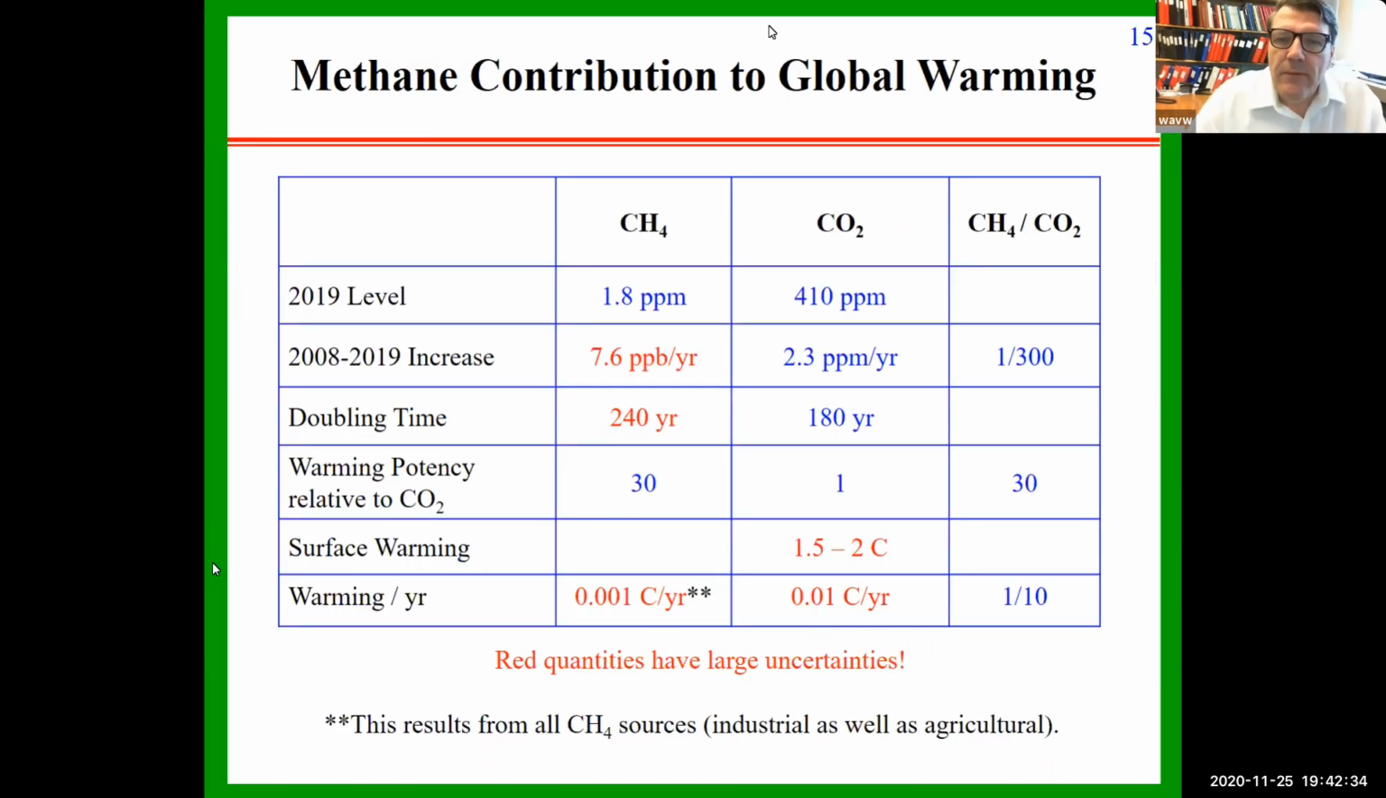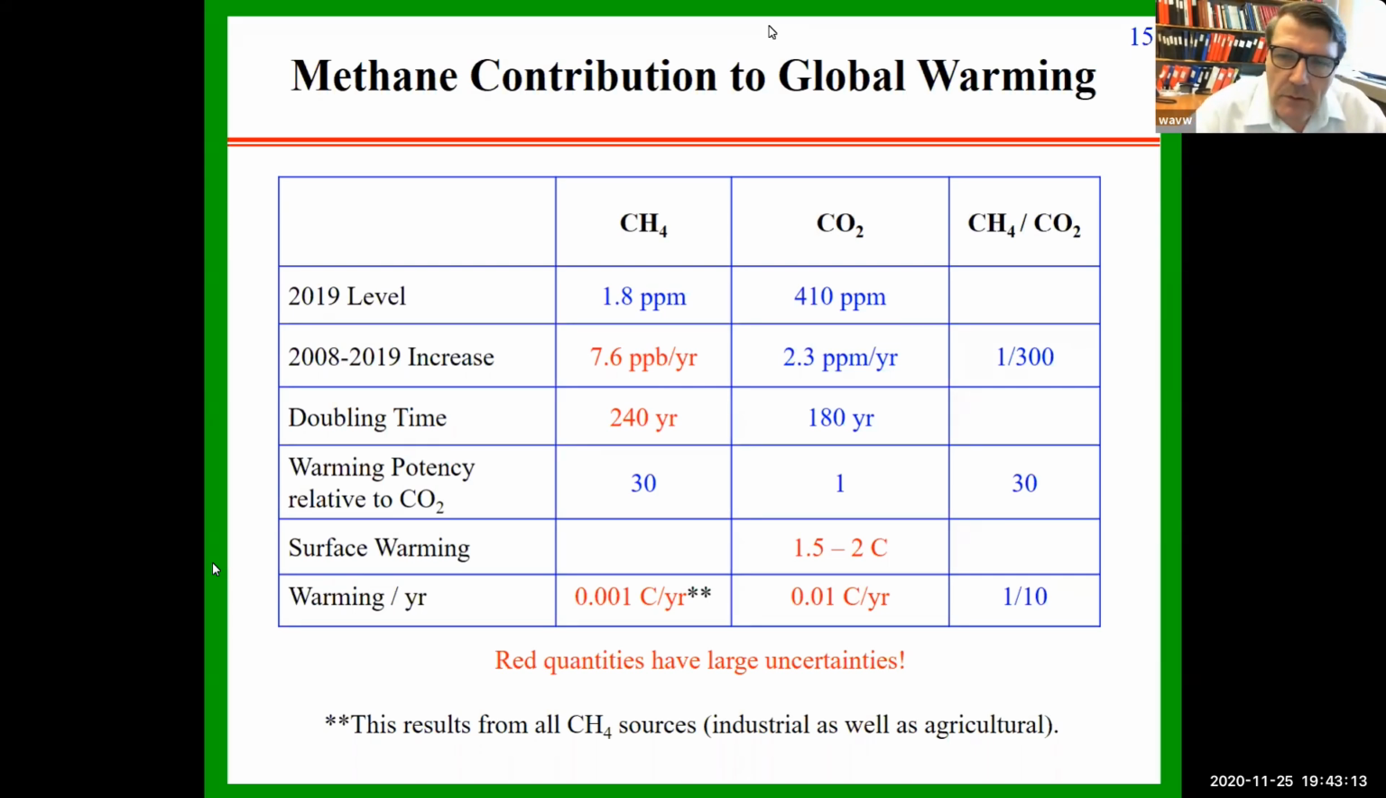Now let's see what's the effect of methane. So in 2019, we have about 1.8 parts per million methane in the atmosphere, CO2, 410 parts per million. If you look at the increase of methane for the last decade, it's about 7.6 parts per billion increase per year. Now, I took the 2008-2019 period because if I'd gone back to consider the last 20 years, I'd be getting a far lower number. So this 7.6 parts per billion per year is really a worst case scenario.